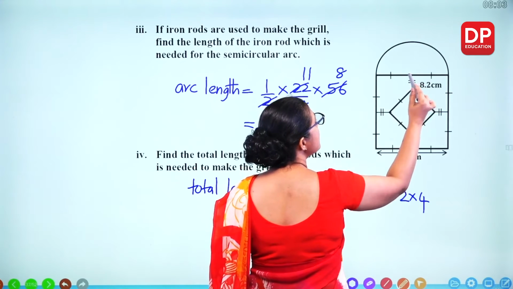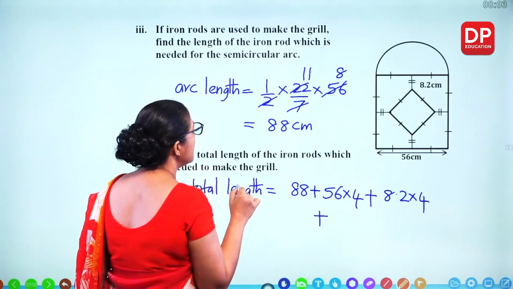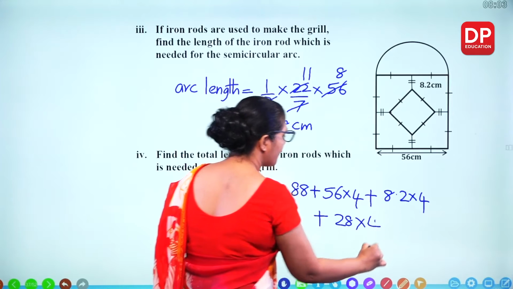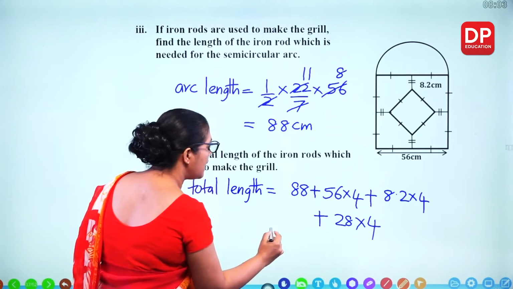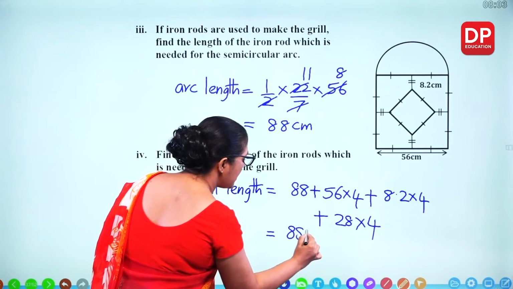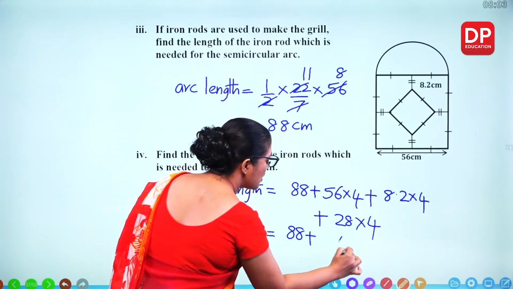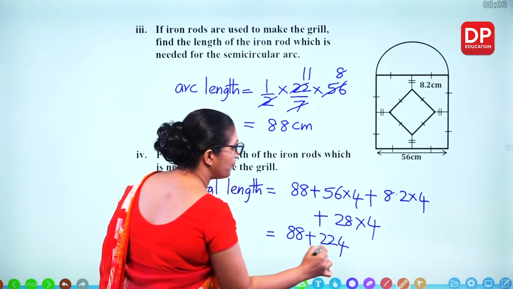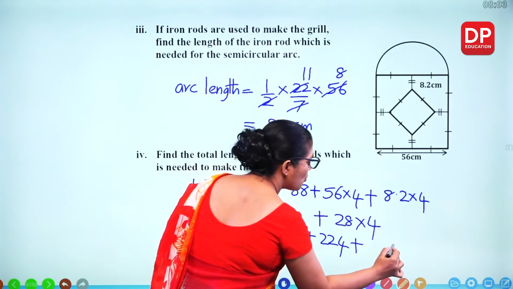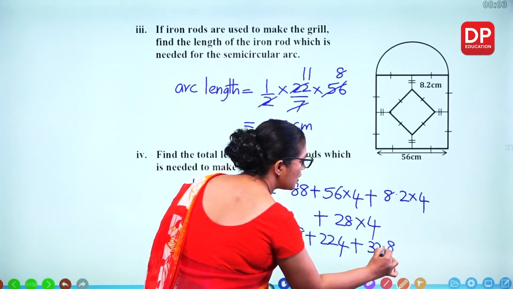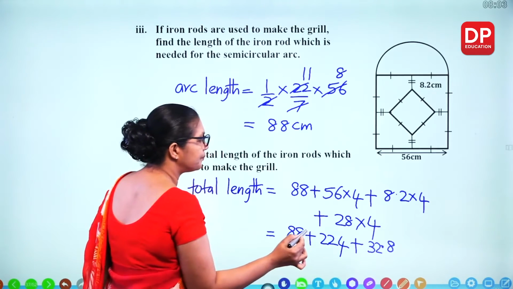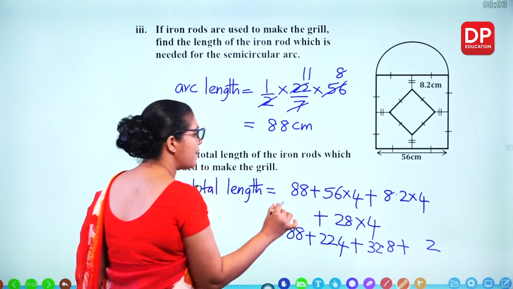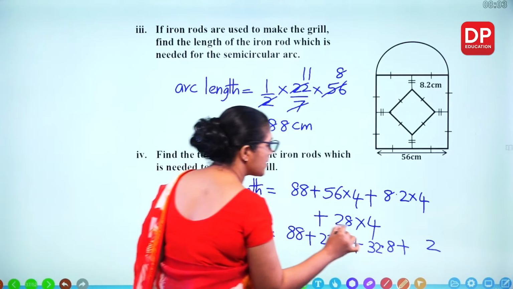So what is this length? This is equal to the radius, that's 28. So 28 times 4. Now you need to add all these. We'll first multiply 88 and 4. 4 times 6 is 24, 2 remaining, 4 times 5 is 20 and 22. This one, 4 times 2 is 8, 4 times 8 is 32. So 32.8. 28 times 4: 4 times 8 is 32, 3 remaining, 4 times 2 is 8 plus 3 is 11.